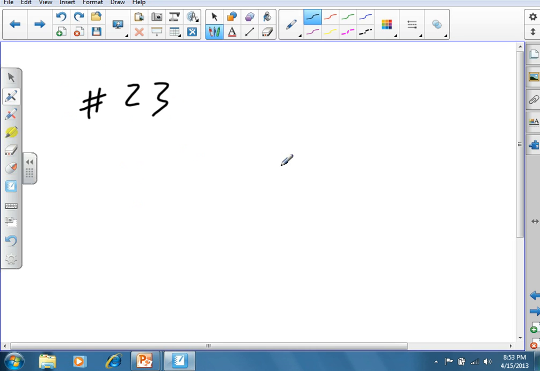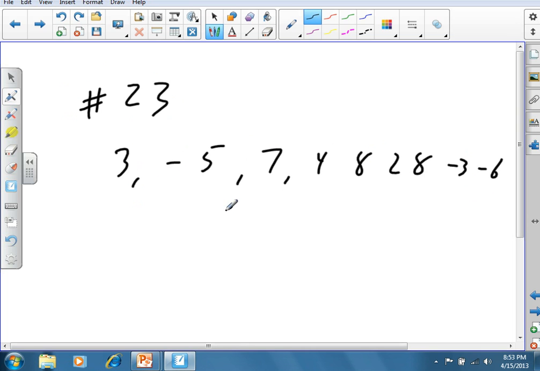Consider the data set: 3, minus 5, 7, 4, 8, 2, 8, minus 3, minus 6. And we want to know the average. So I'm going to sum them together and divide by the number that I got, right? 1, 2, 3, 4, 5, 6, 7, 8, 9. Okay, I got 9 of them.